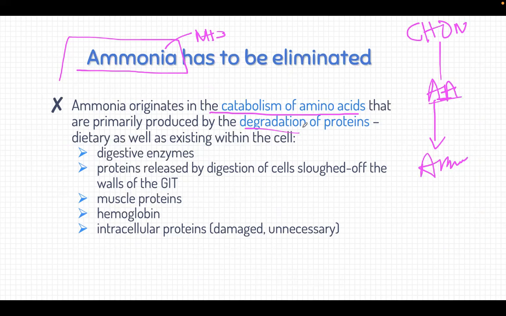Because ammonia originates in the catabolism of amino acids that are primarily produced by the degradation of proteins, the dietary as well as existing within the cell. Like what we've mentioned, proteins can be synthesized in our body as well as from our dietary intake. Okay, and then it involves the digestive enzymes, the proteins released by the digestion of cells of the walls of your GIT, the muscle proteins, the hemoglobin, and then the intracellular proteins.